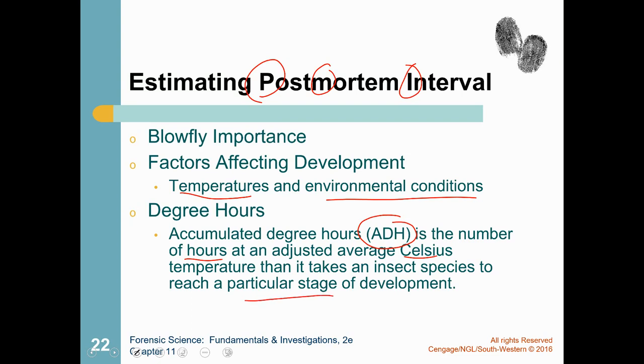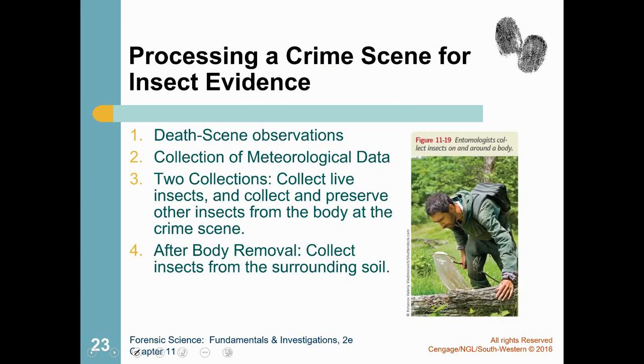So a forensic investigator, an entomologist, if they're on the scene of a crime, they're going to have to take the temperature and they're going to look at the meteorological conditions, right? So they're going to be looking at wind, rain, humidity, and temperature and other environmental factors.